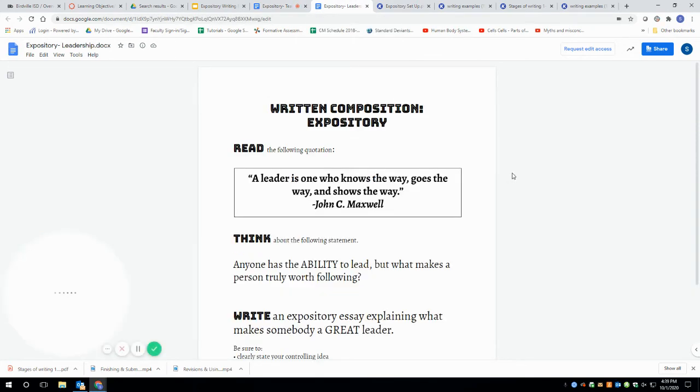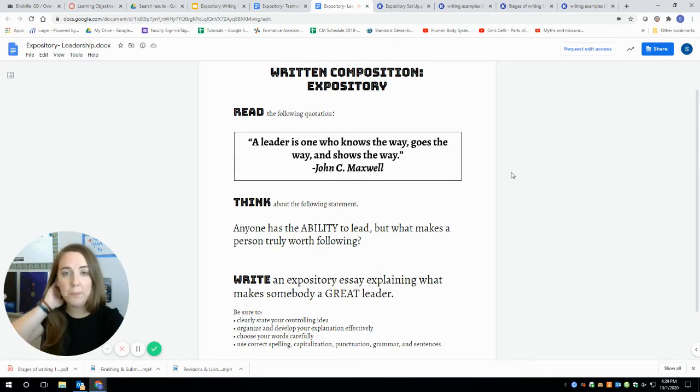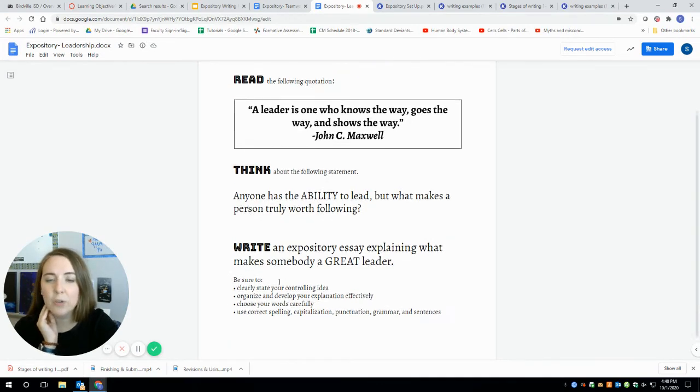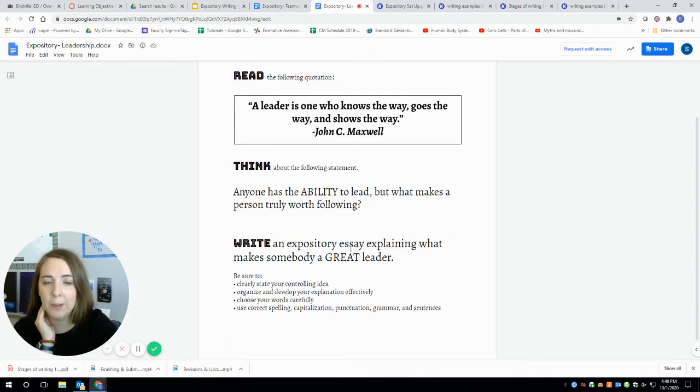Here's one more example of an expository essay prompt. So again, this will always be a prompt, and you're responding to it in the 4 to 6 paragraph essay. A leader is one who knows the way, goes the way, and shows the way. Think. Anyone has the ability to lead, but what makes a person truly worth following? Ooh. So the prompt is for you to write an expository essay explaining what makes somebody a great leader.